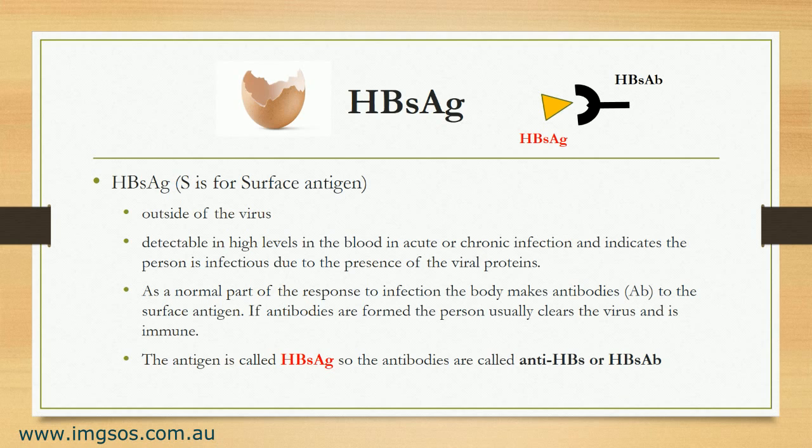Okay? And you'll see on the top of this slide my little HB surface antigen there, my little yellow triangle, and there's the HB surface antibody trying to connect to it. Okay? Now, the reason the eggshell is important is I sometimes use that as an analogy when I'm explaining this to patients.